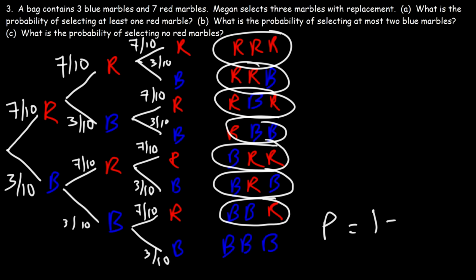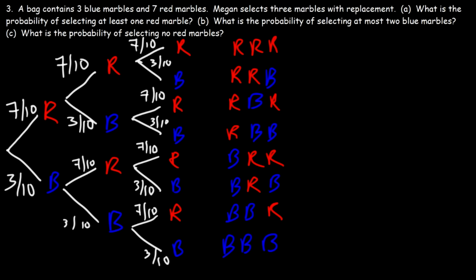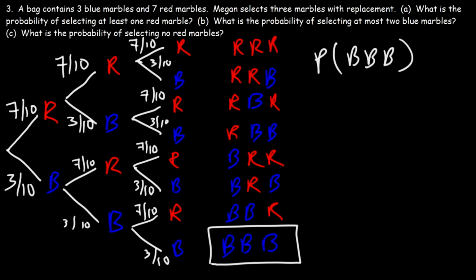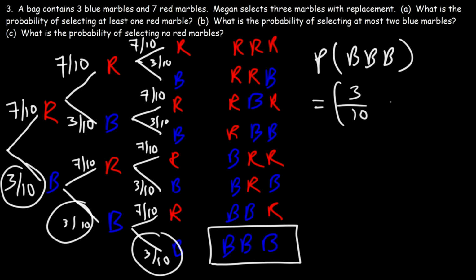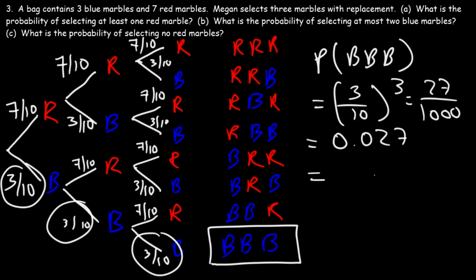Now let's move on to part C. What is the probability of selecting no red marbles? This is the only option that has no red marbles. So we're just looking for the probability of getting all 3 blue marbles. So it's just going to be 3 out of 10 times itself 3 times. So that's 27 over 1,000, which as a decimal, that's 0.027. And as a percentage, there's a 2.7% chance of this event occurring.